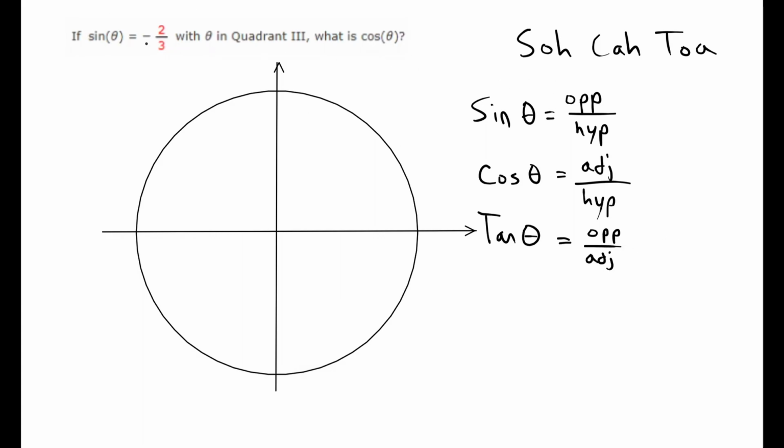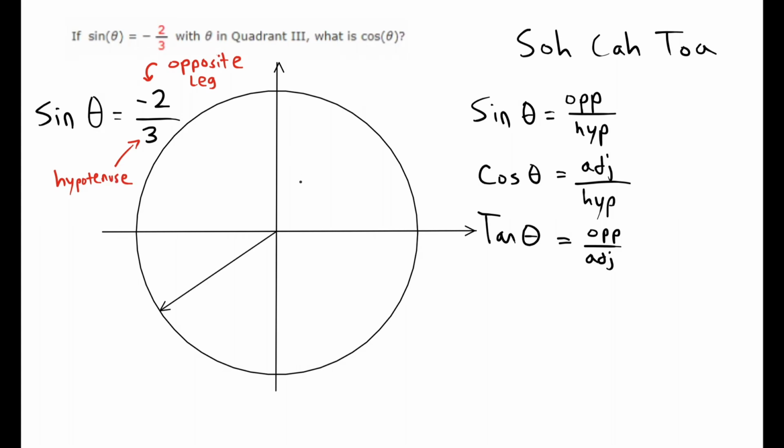So in this case, because they're given sine as a fraction, we could treat the -2 as the opposite and the 3 as the hypotenuse. Now, the opposite and the adjacent are legs of a right triangle, but 3 is the diagonal hypotenuse. Okay, that's the angle, so I'll let that be theta, and now we can draw the two legs of this right triangle.